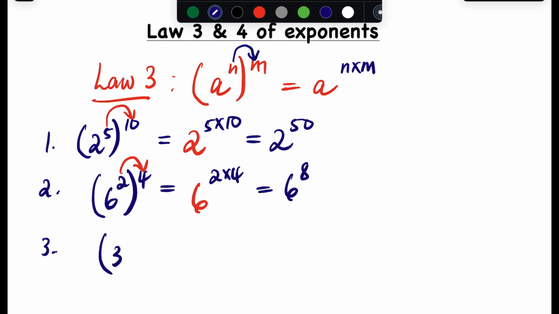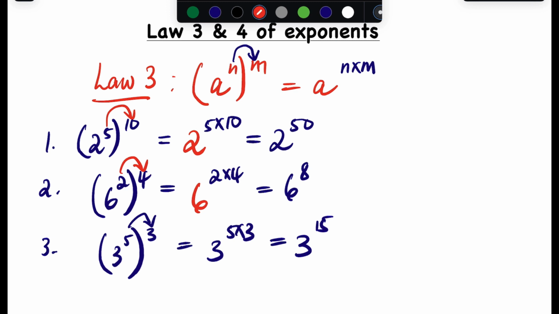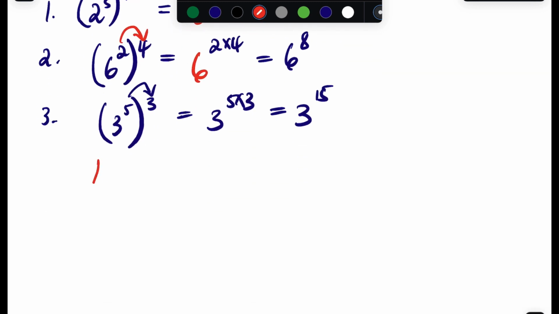Let's take the last example. Let's say we have 3 to the power 5, and then we close the bracket, and then the power of 3. So you put the base 3 and then you multiply the powers there. So it's going to be 5 times 3, which is going to be 3 to the power 15. Now let's look at law 4.